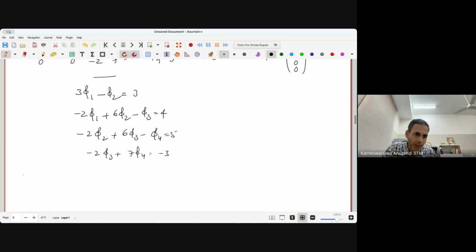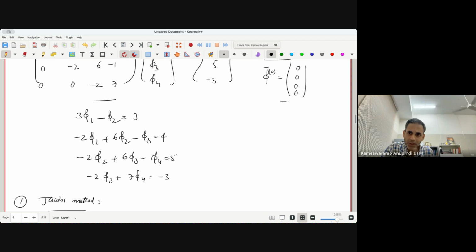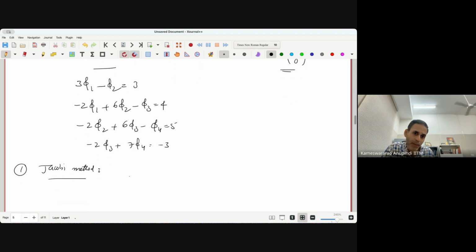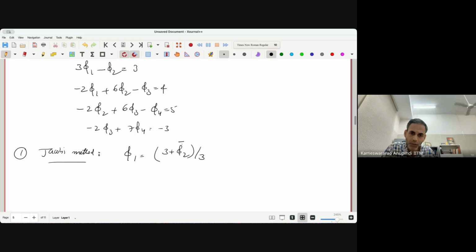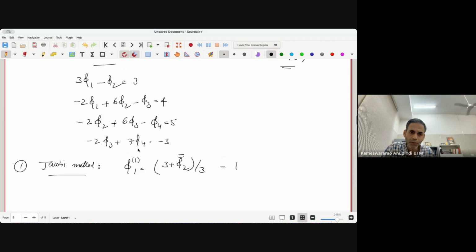So if I were to apply the Jacobi method, I think you will see the clear distinction now between Jacobi and Gauss-Seidel. Because we are starting off with the initial condition as 0, 0, 0, 0, I want to calculate phi 1. So phi 1 equals 3 plus phi 2 divided by 3, right? That is the equation. So we're going to put phi 2 equal to 0. This is going to give me a value of 1. So this is phi 1 at the first iteration.